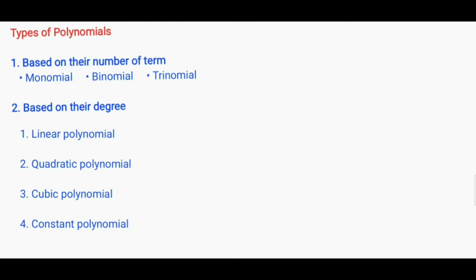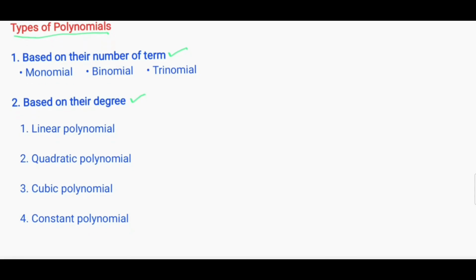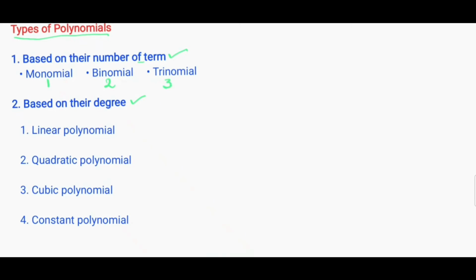The last topic which I am going to cover here is types of polynomials. We can categorize polynomials based on their number of terms and based on their degree. Types of polynomials based on their number of terms: these are monomials, meaning only one term; binomials, which have 2 terms; and trinomials, which are polynomials with 3 terms. Everything about monomial, binomial and trinomial I have discussed in lecture 1. I have given a link in the description box. You can go there and check for this.